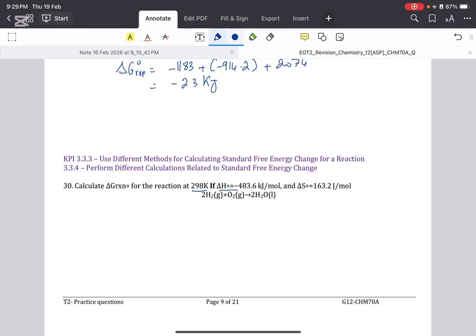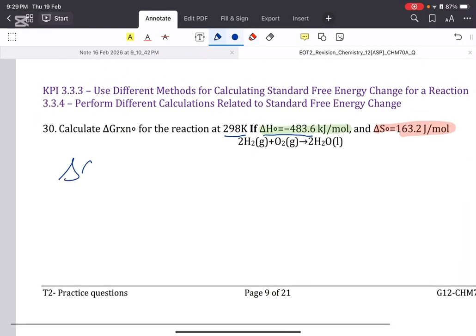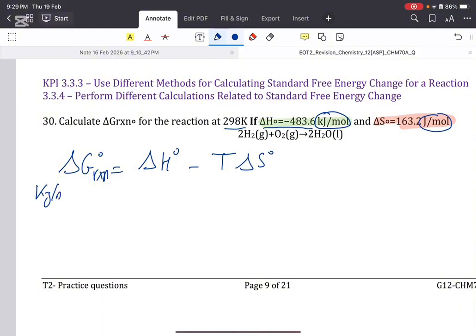Again, calculate the standard Gibbs free energy at 298 Kelvin. It's given, I have the delta H, and I have the entropy, and I have the equation. So there's also another way to calculate delta G, and it's by using this formula. All of these formulas are found in your formula sheet. So it is delta H minus T delta S. Be careful with the units. So delta G is going to be in kilojoule per mole. Delta H is already in kilojoule per mole, so I don't have a problem converting it, and I have to keep it the same.